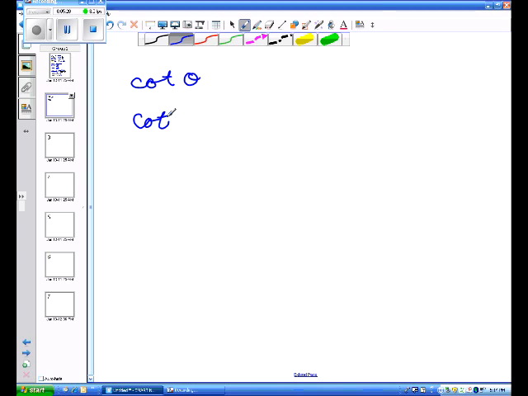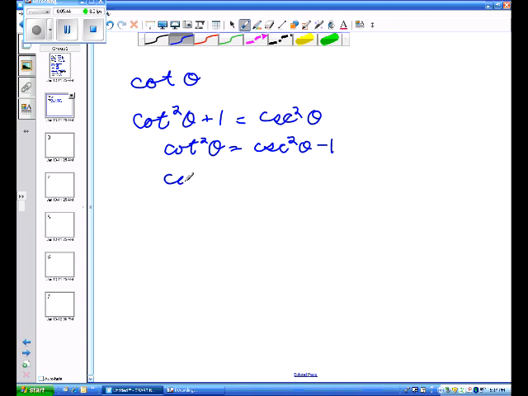We know that cotangent squared theta plus 1 equals cosecant squared theta. So if we solve this for cotangent, cotangent squared theta would equal cosecant squared theta minus 1. But we only want sine. Well, we know that cosecant theta is 1 over sine, so cosecant squared would be 1 over sine squared.